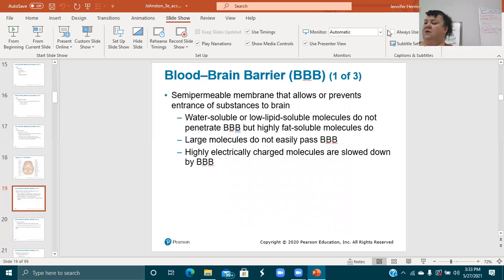So let's look now at the blood-brain barrier, again on page 585. So the blood-brain barrier is a semi-permeable membrane that allows or prevents entrance of substances to the brain. So water-soluble or low-lipid-soluble molecules do not penetrate the blood-brain barrier, but highly fat-soluble molecules do. Large molecules do not easily pass the blood-brain barrier, and highly electrically charged molecules are slowed down by the blood-brain barrier.